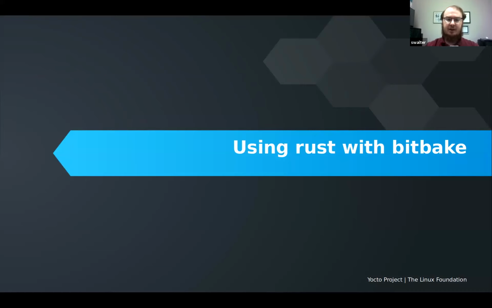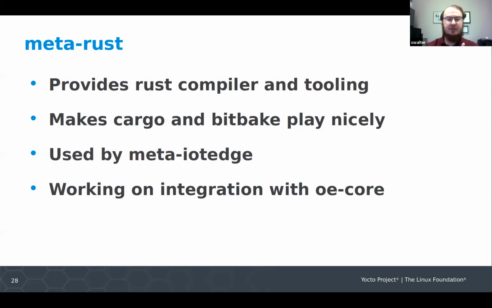So for that, there is a BB layer called Meta Rust. I'm one of the maintainers of that project. And what it gives you is the recipes for building the Rust compiler. It lets you build things like cargo and the tooling around the language. And it also provides kind of the infrastructure to making those things play nicely together.